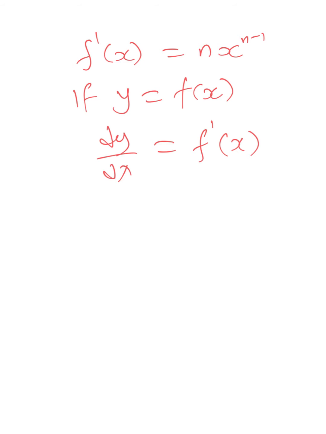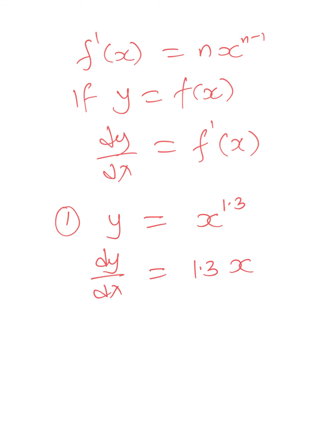So let's work out a couple of examples here to emphasize the point. The first is y is x to the power 1.3. Then my derivative dy/dx, if I differentiate y with respect to x, then this old power 1.3 becomes a coefficient, and the new power is 1 less than the old power, minus a 1. So this is going to be 1.3 x to the power 0.3. That's the derivative of y with respect to x.